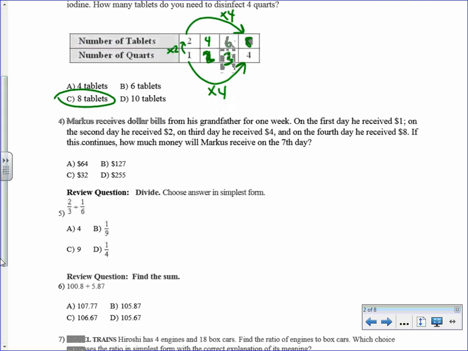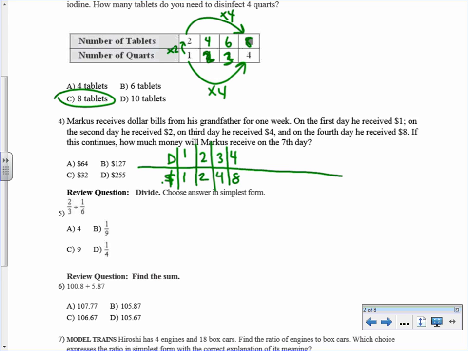All right. This one threw you guys off. On the first day, so we put days and dollars. The first day, he got $1. On the second day, he got $2. On the third day, he got $4. Now look what's happening. On the fourth day, he got $8. So what's happening to the dollars? They're doubling, right? Times 2. So what's 8 times 2? 16. What's 16 times 2? 32. What's 32 times 2? 64. This one's only going up by 1.